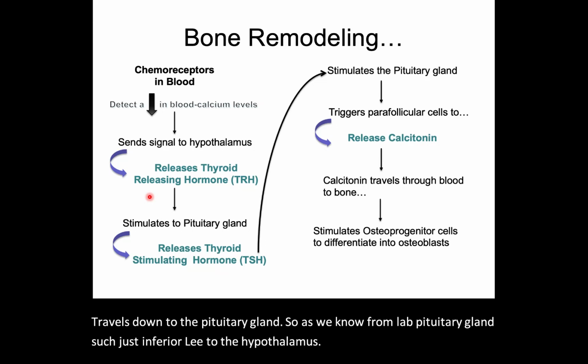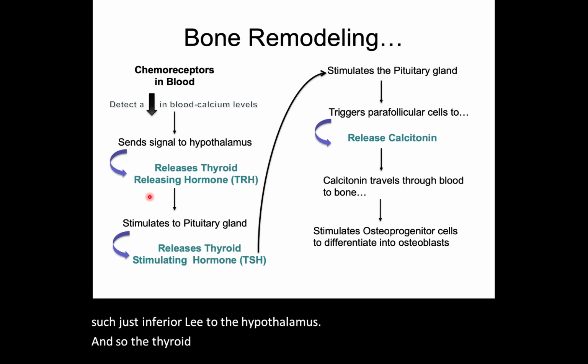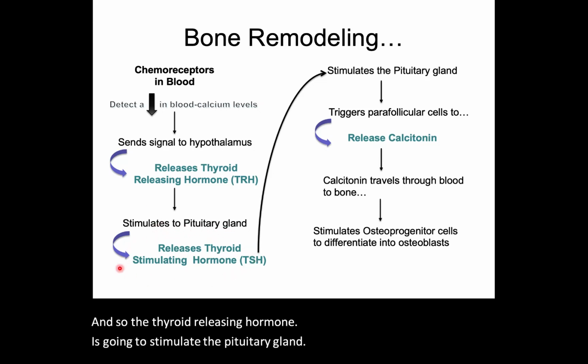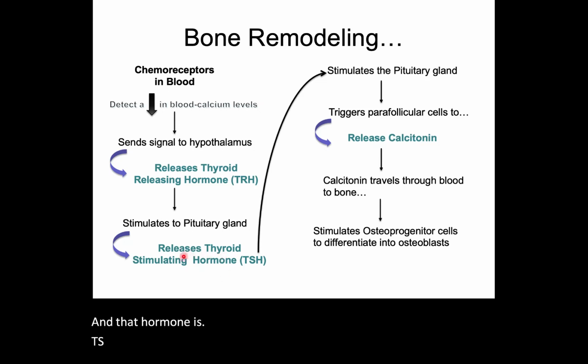And so the thyroid releasing hormone is going to stimulate the pituitary gland to release yet another hormone. And that hormone is TSH, thyroid stimulating hormone. So once again, TRH, secreted from the hypothalamus, stimulates the pituitary gland to release TSH, thyroid stimulating hormone.